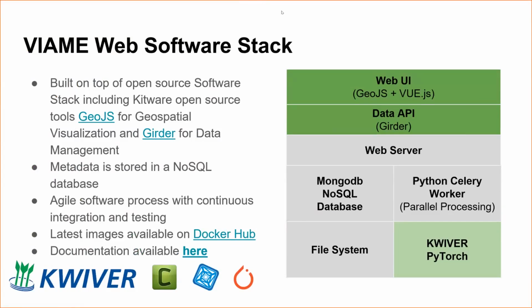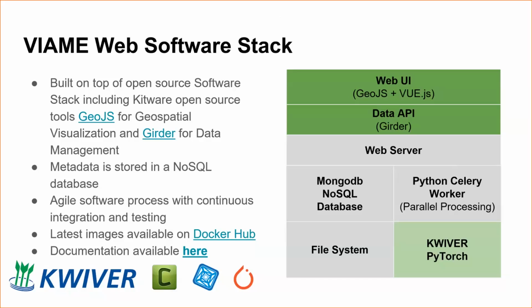Thanks, Matt. That was great. So I'm Ashish. I'm going to talk about the VIAME web software and how we deploy this software on multiple platforms and environments. We aim for high quality software and software that is sustainable. Towards that end, we embrace open source software tools and technologies, including Kitware's own open source tools such as GeoJS and Girder. We primarily use GeoJS because it is highly customizable software for rendering scientific data sets, whether in a map context or not.